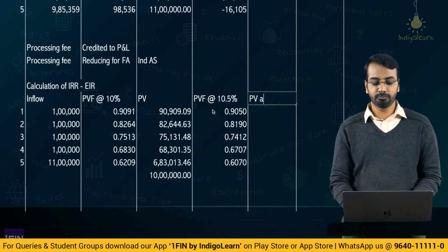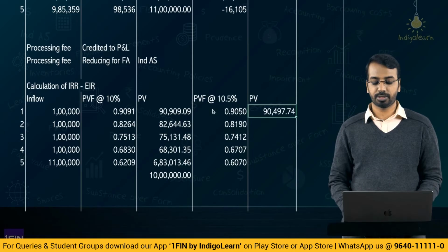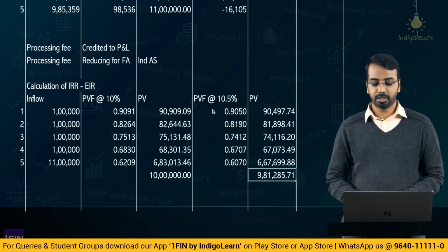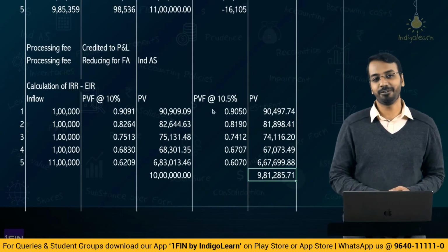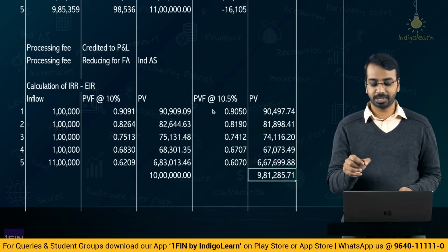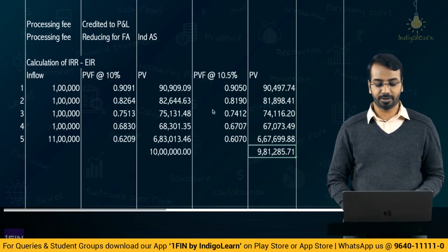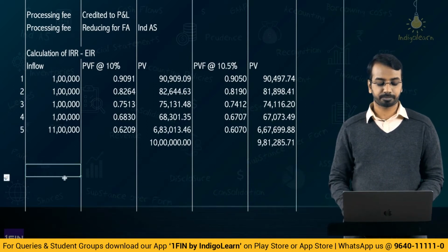And what is the present value? 1 lakh multiplied by 0.9050, so you have 90497, like this you can calculate for each of the period, and you get the present value as 9,81,285. So at 10% it is 10 lakhs, at 10.5% it is 9,81,285. Now how do we calculate the IRR? This is a trial and error method.